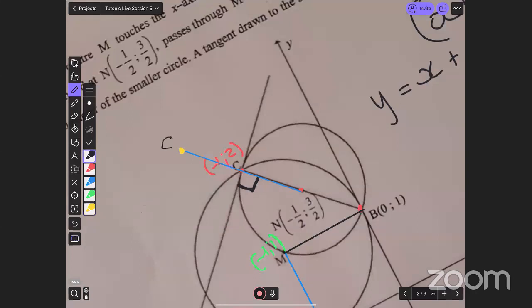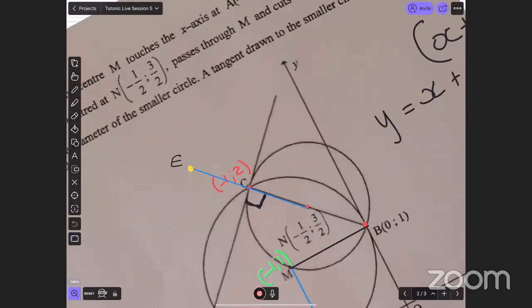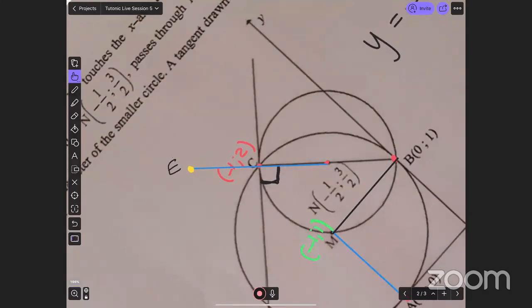The tangent is now the line of symmetry. Here's the tangent. So all I'm doing is drawing a line from the center and then reflecting it about that line there. Do you guys see that?